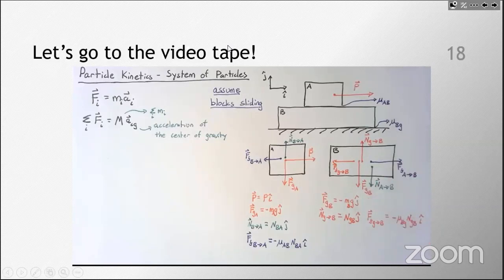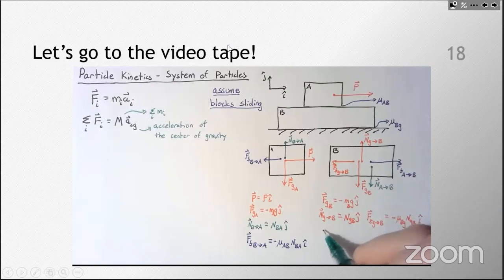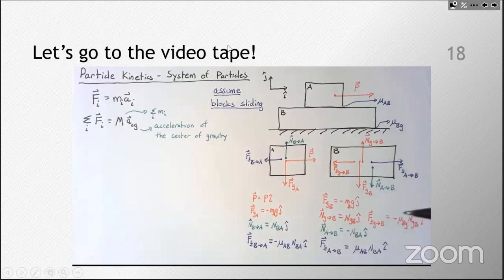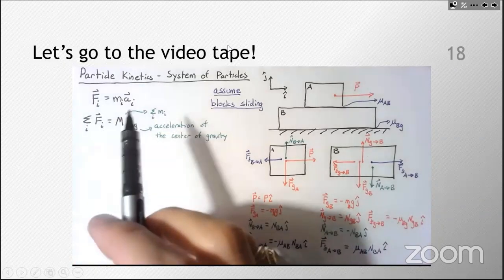And now we can write our internal forces. Remember that these forces need to be equal and opposite to their counterpart, which means that the normal of A acting on B is going to be a negative N_BA in the j direction, which matches up with what we drew right here. And the force of friction of A acting on B is going to be a positive mu_AB N_BA multiplied by i.